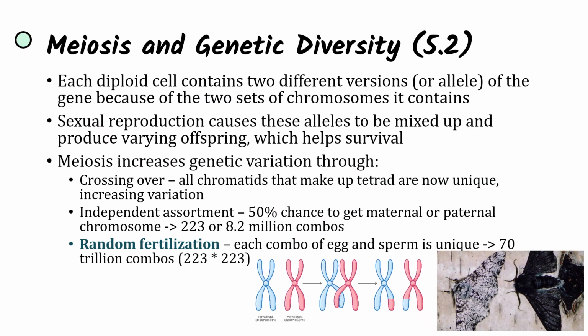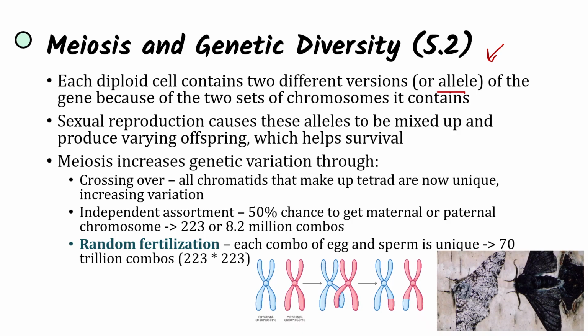So connecting meiosis to genetic diversity, we discussed how crossing over and independent assortment are going to result in increased genetic variation because we're mixing up the paternal and maternal chromosome. And why this is important, each diploid cell is going to have 2 different versions, 2 alleles of the same gene. There's going to be 1 allele that comes from the mother and 1 allele that comes from the father. And so sexual reproduction causes these alleles to be mixed up. We're producing varying offspring. There's genetic diversity, and that can help survival.